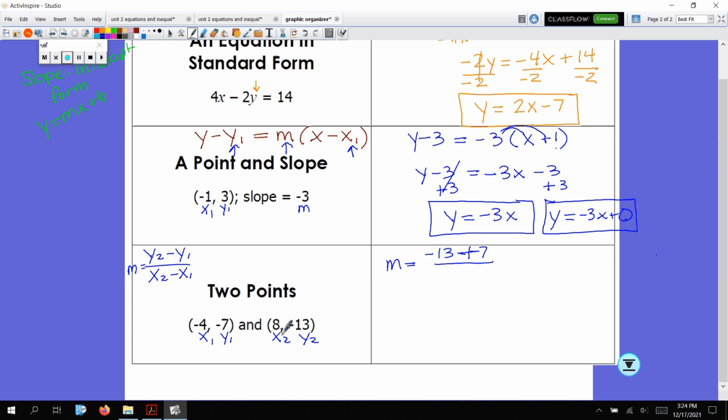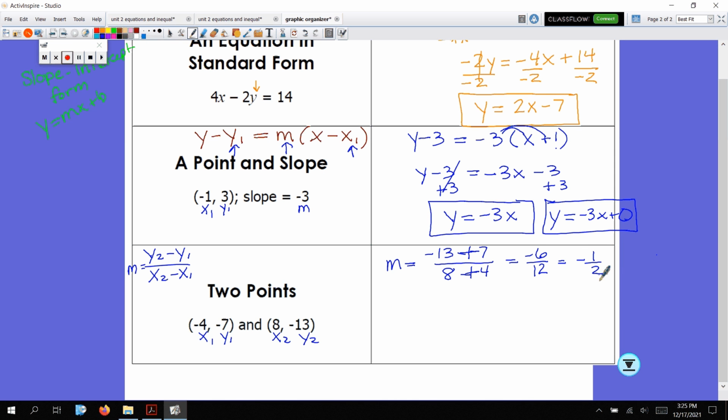Then we do x2, which is 8, minus negative 4. Minus negative 4 becomes addition again, right? Negative 13 plus 7 is negative 6. 8 plus 4 is 12. I need to always make sure I reduce, okay? Because the last thing we want to do is go down 6 and right 12 if we could have done it a little easier. So negative 6 over 12 is actually negative a half.